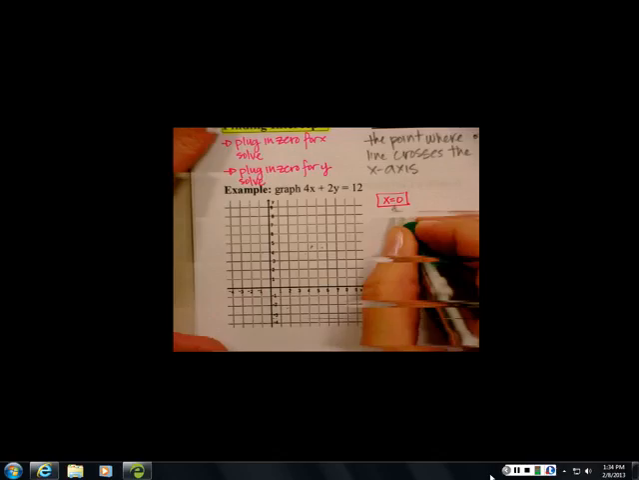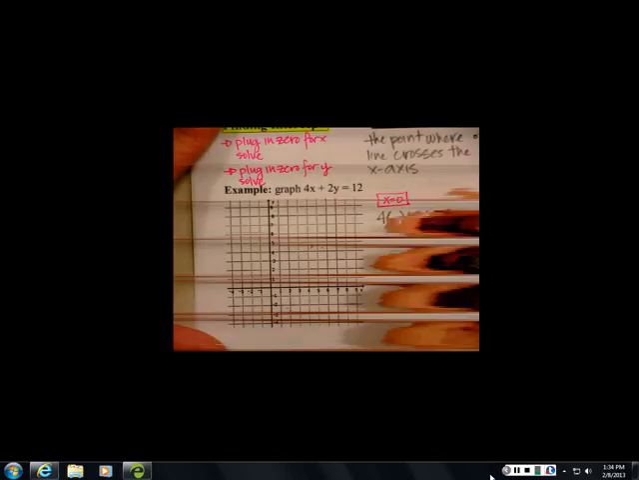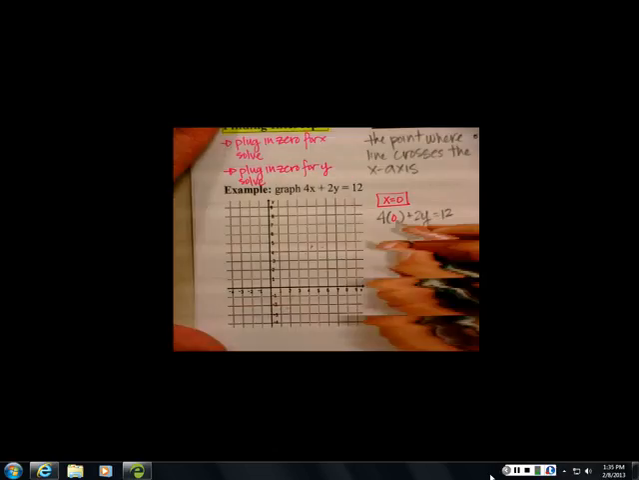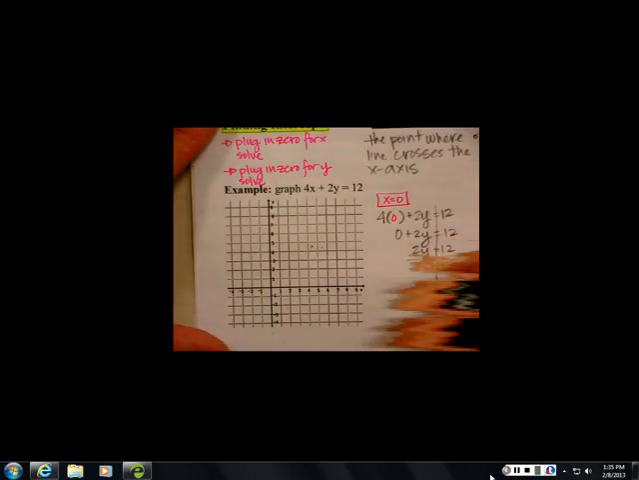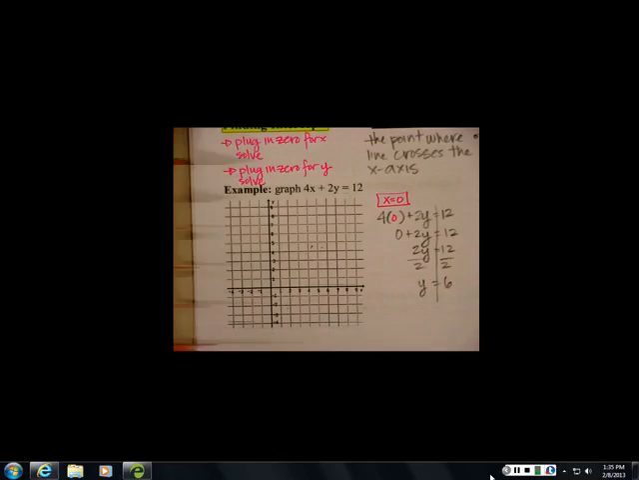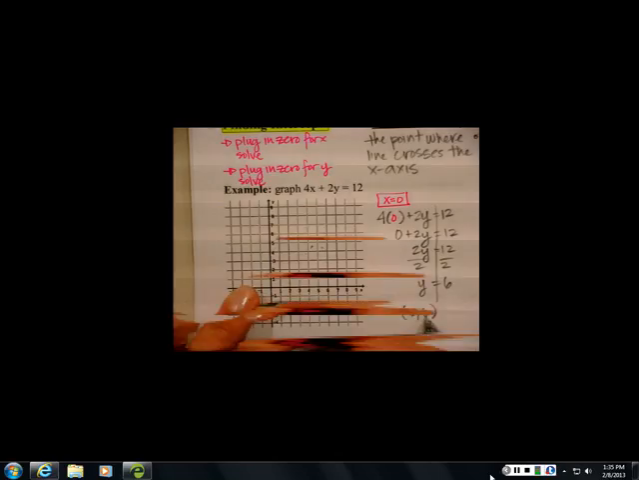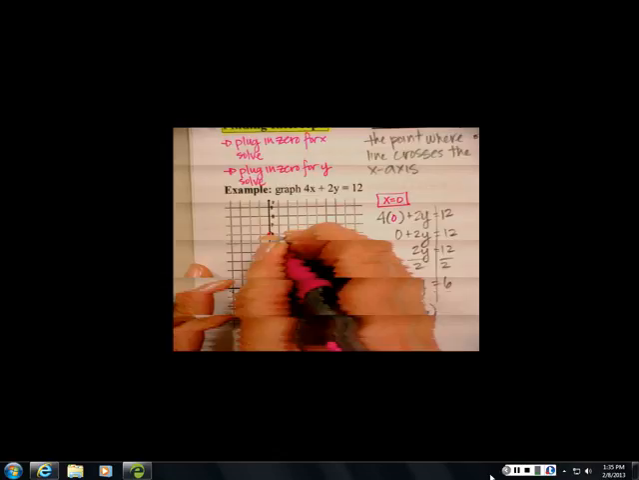So when x is 0, I have this equation, 4x plus 2y equals 12. I'm putting in 0 for x. 4 times 0 is 0, plus 2y equals 12. Divide both sides by 2, and I get y equals 6. This gives me the point (0, 6), and I can plot that point on my graph. I'm not going to go left or right, but I am going to go up 6 spaces. That is my y-intercept.